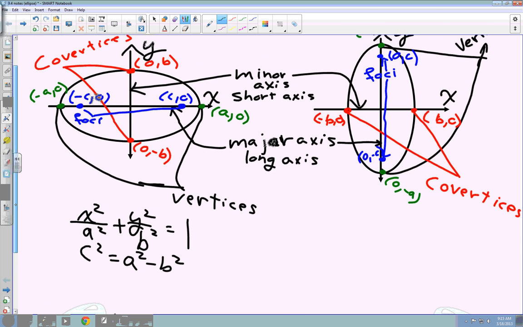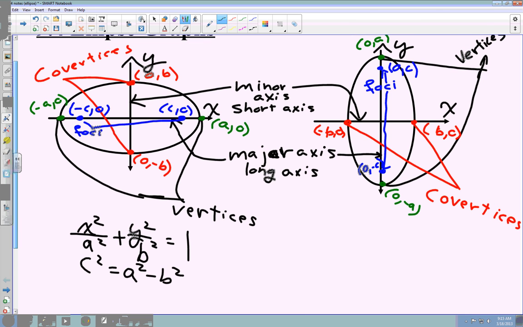Now, since c squared always has to be a positive number, a is always going to be greater than b. And that's how you're going to keep track of which one's a and which one's b. The bigger one's always a.